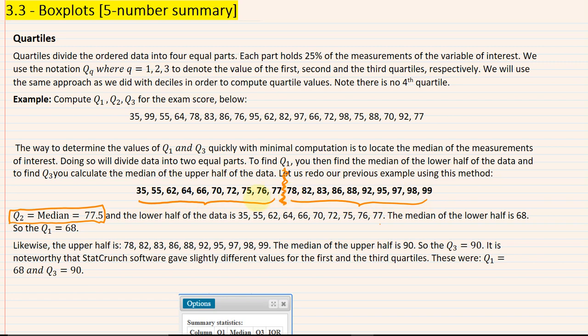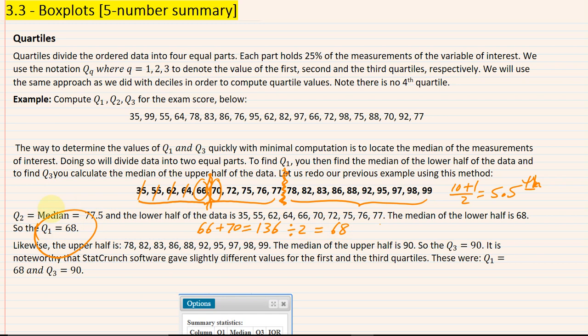Now, the lower half has 10 scores in it, right? So if I do again 10 plus 1 divided by 2, that gives me the 5.5th score. That means I need to average the 5th and the 6th score. 1, 2, 3, 4. This is the 5th. This is the 6th score. The average of those two is going to be the median of the lower half. That would be 66 plus 70 divided by 2. 66 plus 70 makes 136. Then you divide it by 2 and you get 68. And that is how I got this number. That's going to be Q sub 1, the first quartile.